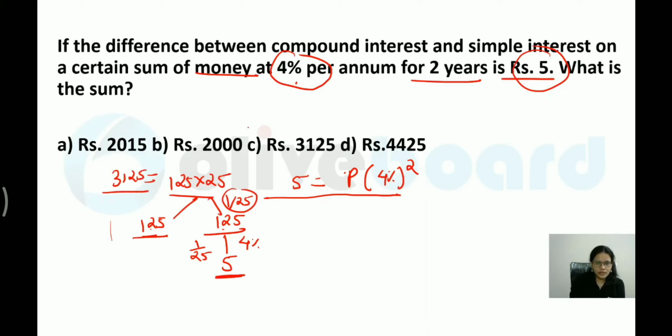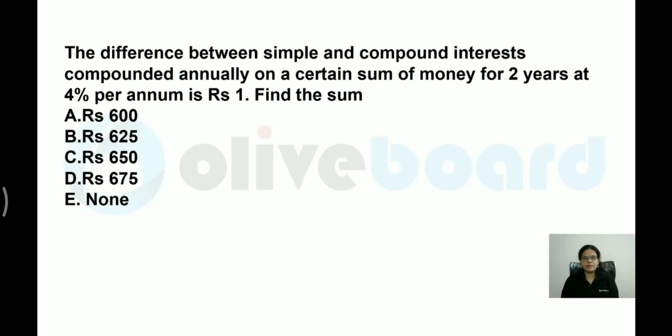So either you can use the basic method or you can use the tree diagram. Both will give you the same answer over here. Okay, so 3125 is the principal amount in this case. Let us move on to the next concept.